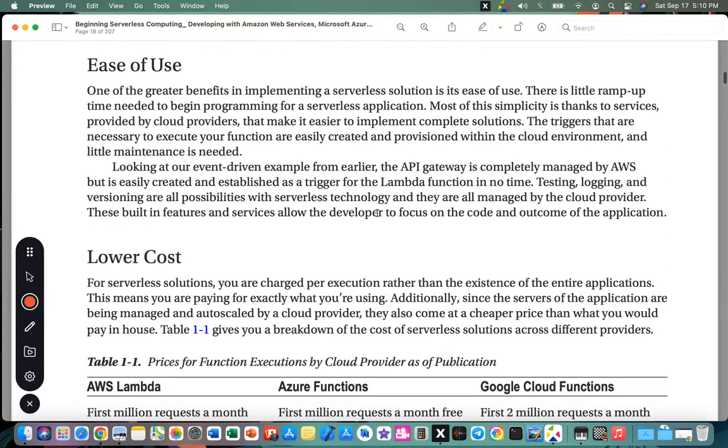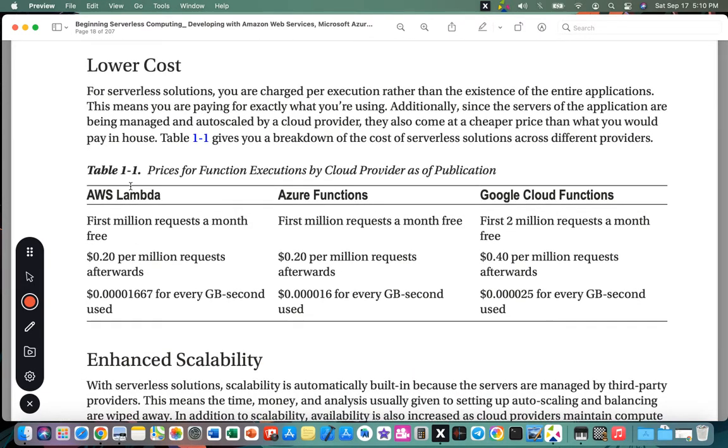So rapid development, ease of use, lower cost, right? Prices for function execution by cloud provider. The first million requests a month is free. First 2 million requests a month is free. 20 cents, 20 cents, 40 cents. And this is the charge for every gigabyte per second. So they charge by request. They charge by the storage, right?